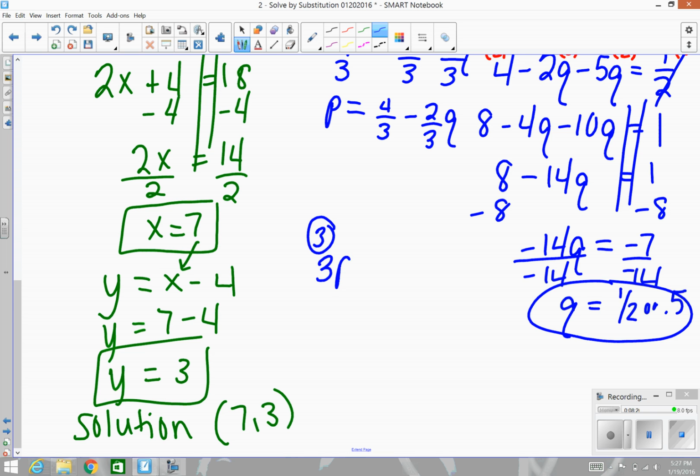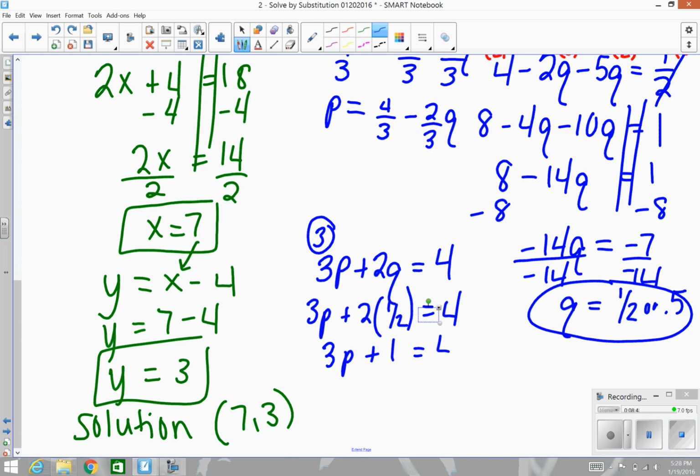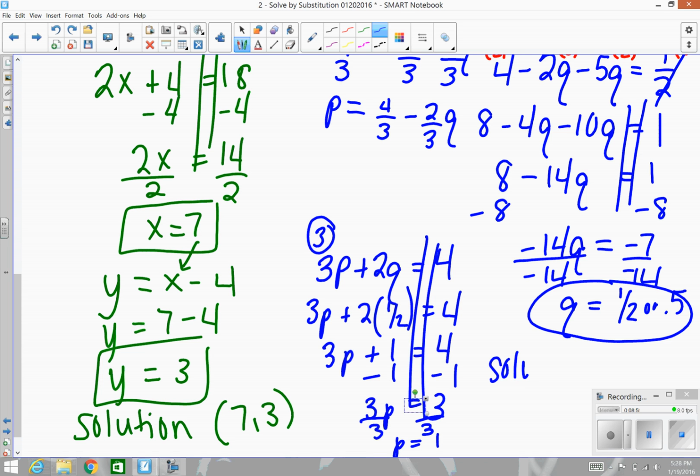So we have 3p plus 2q equals 4. I'm going to plug q in. 3p plus 2 times 1/2 equals 4. And we know half of 2 is 1. Subtract 1, we get 3p equals 3. Divide by 3, p equals 1. So now we know that our solution is (1, 1/2).